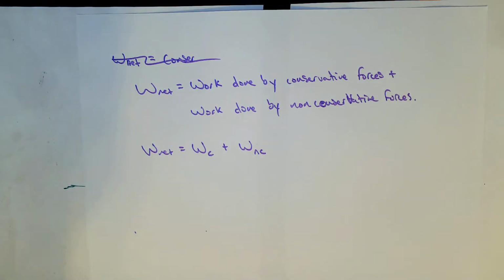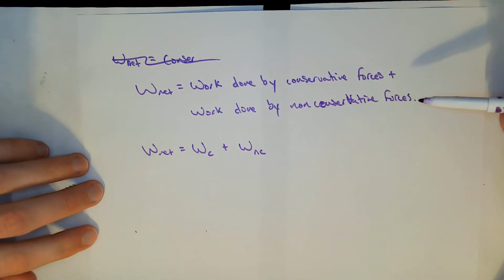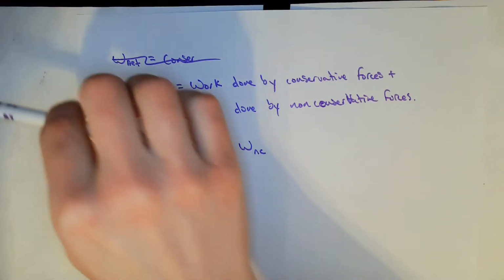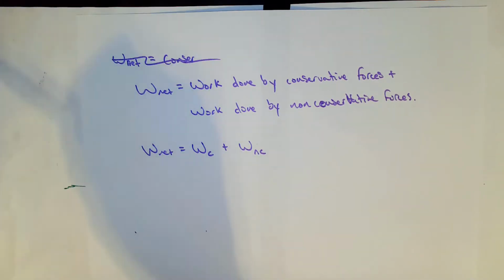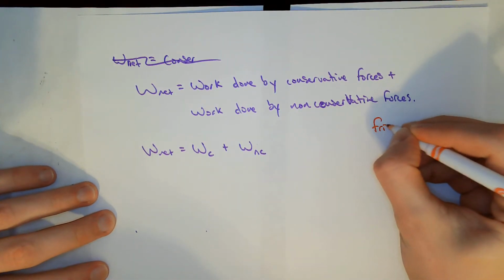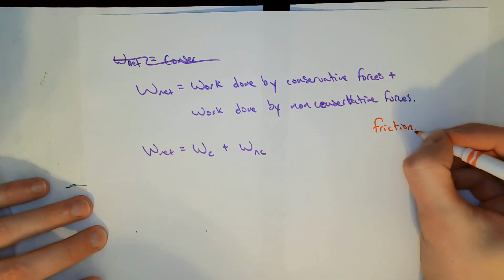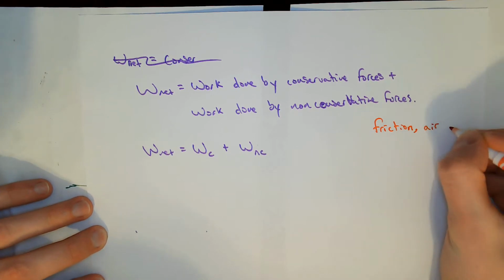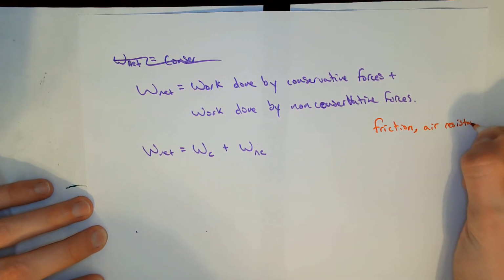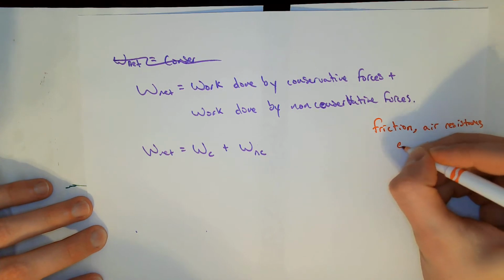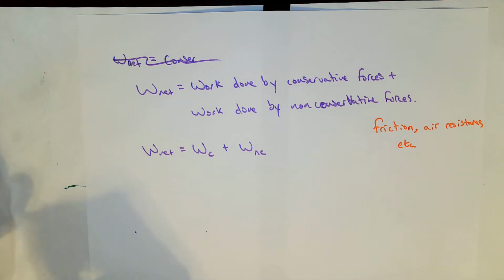So examples of non-conservative forces, things that do depend on distance traveled, would be friction. What else? Air resistance, which really is friction. Friction's a great example of a force that's non-conservative. Why is it non-conservative? Because it depends on how much distance is covered.